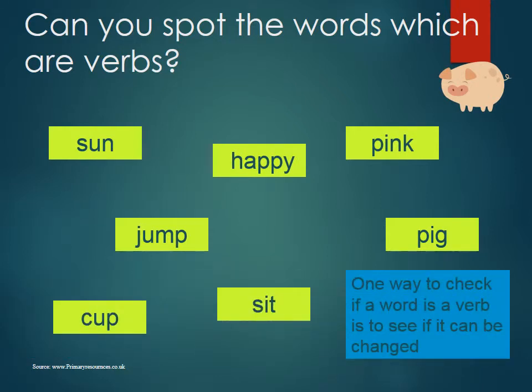Okay. So hopefully you picked jump. How about sit? Cup and sun are nouns. These aren't going to work. Pig is also a noun. Now, one thing to keep in mind is there is a way to check if a word is a verb. Basically, just see if you can change it. If you can change it, then you probably have a verb on your hands. So, like jump. Jump can become jumped or jumping. So, those are verbs. Sit can be sitting or sat.